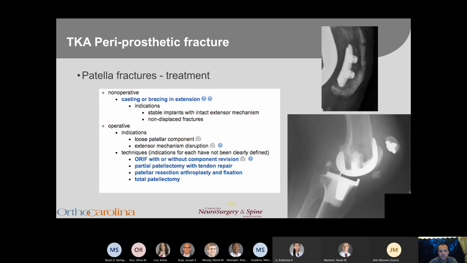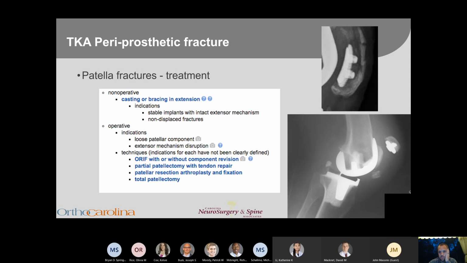And in terms of treatment, with an intact extensor mechanism, you will see some non-operative treatment, especially if the implant is stable. But typically, if you've got a patellar fracture with the implant in place, the implant's going to go with one end of it, and then you're looking at ORIF with or without a component revision, partial patellectomy with tendon repair, or patellar resection arthroplasty. Try to avoid a patellectomy if at all possible, both on the test and in real life.